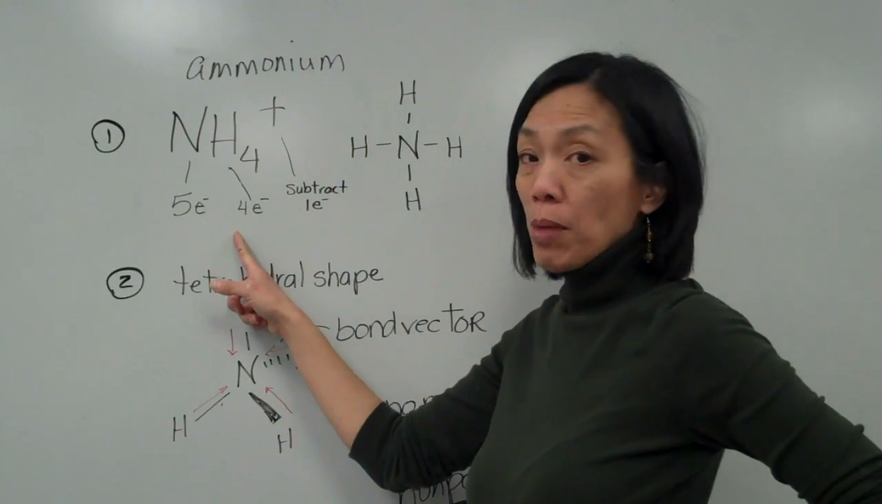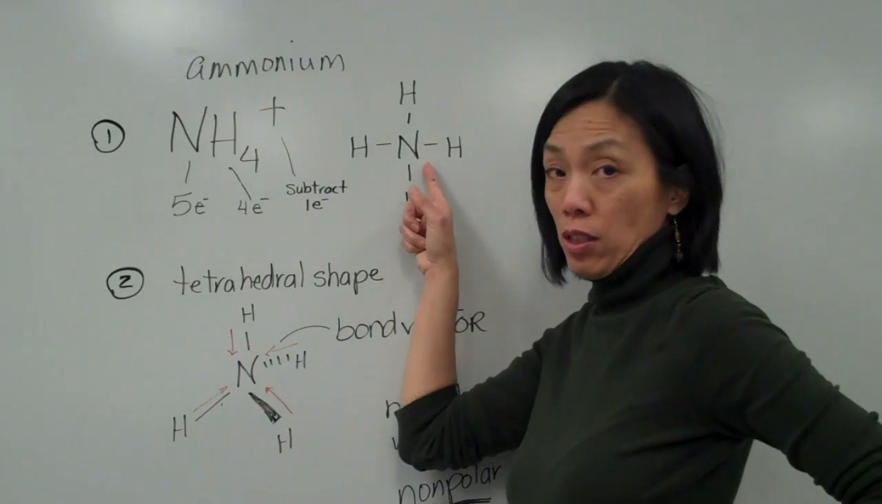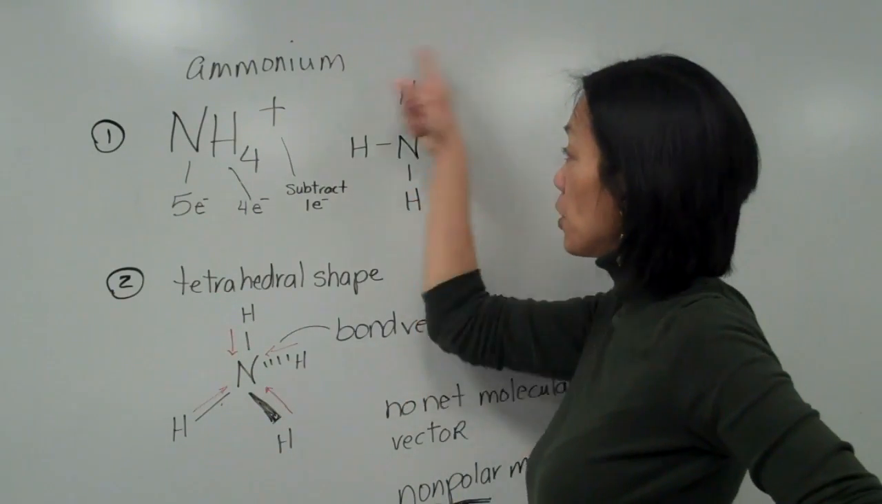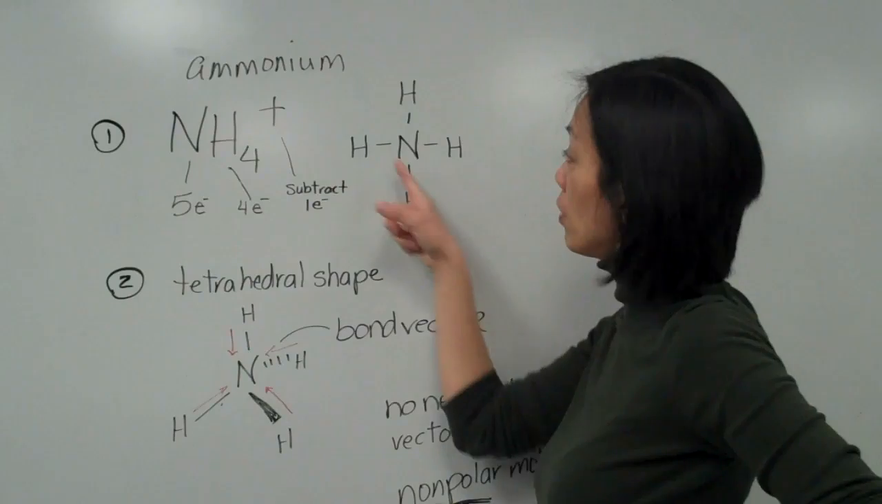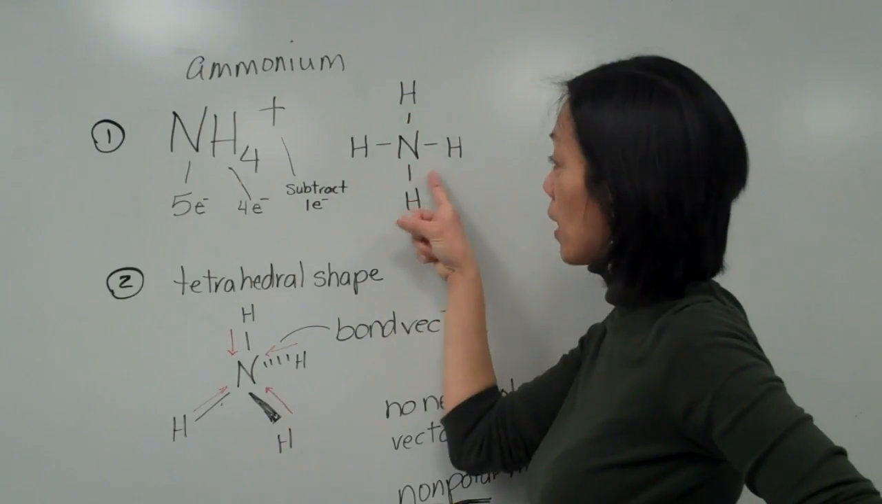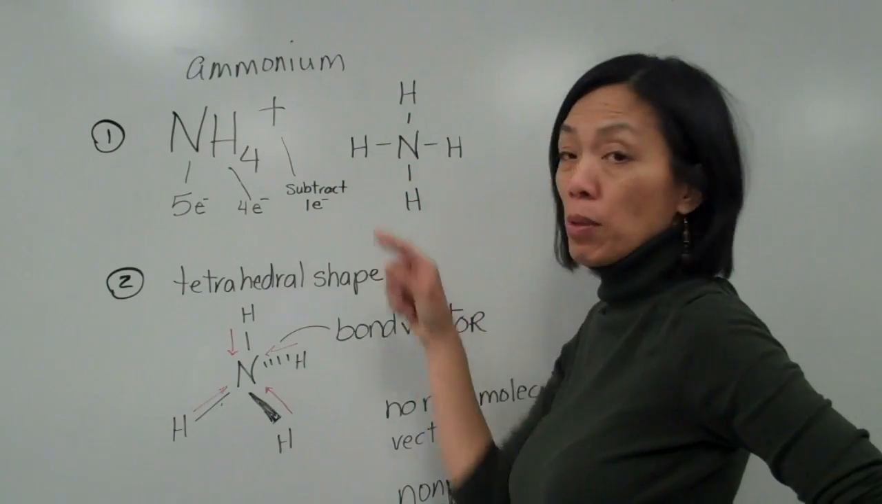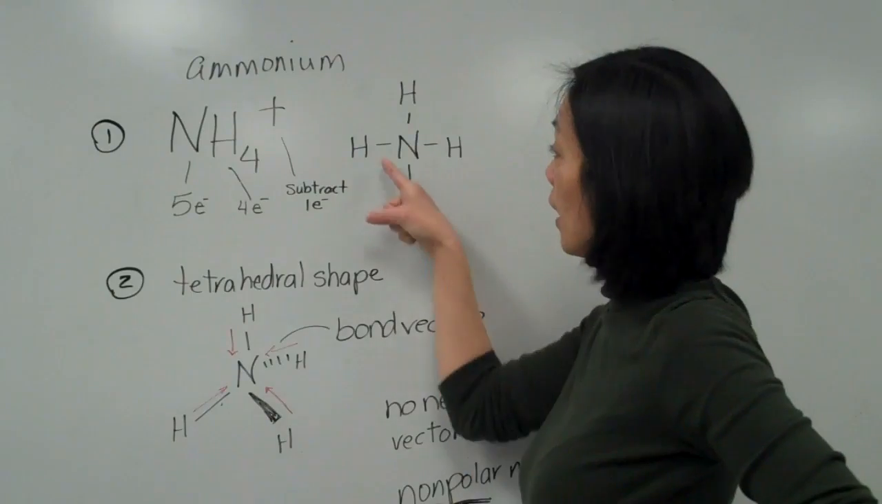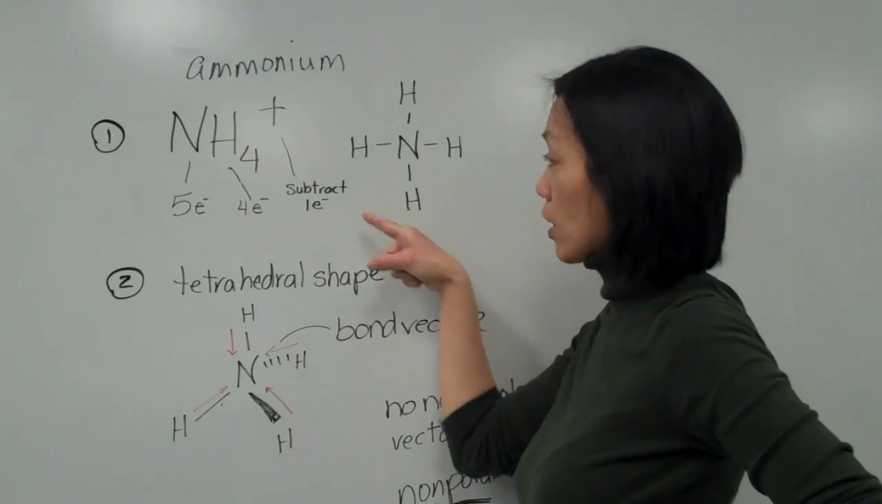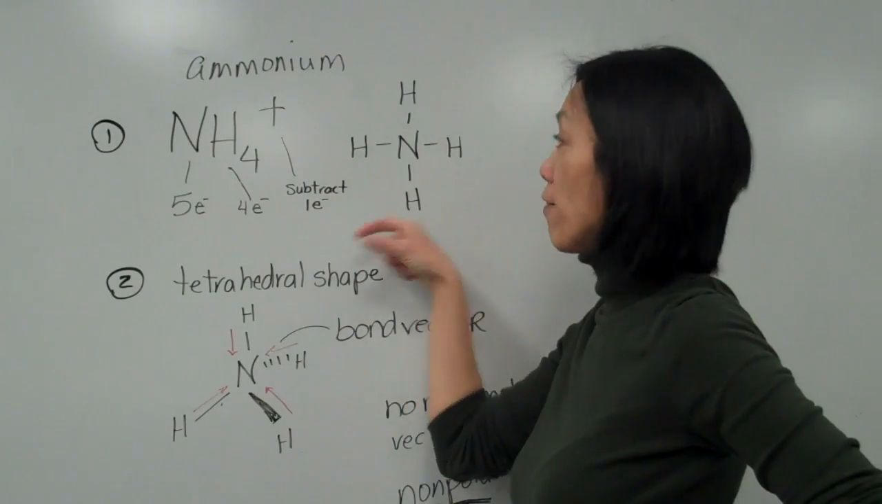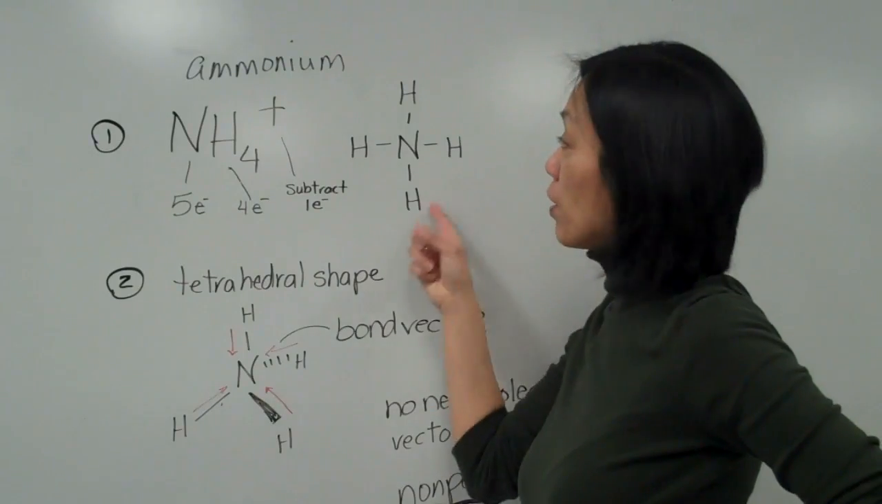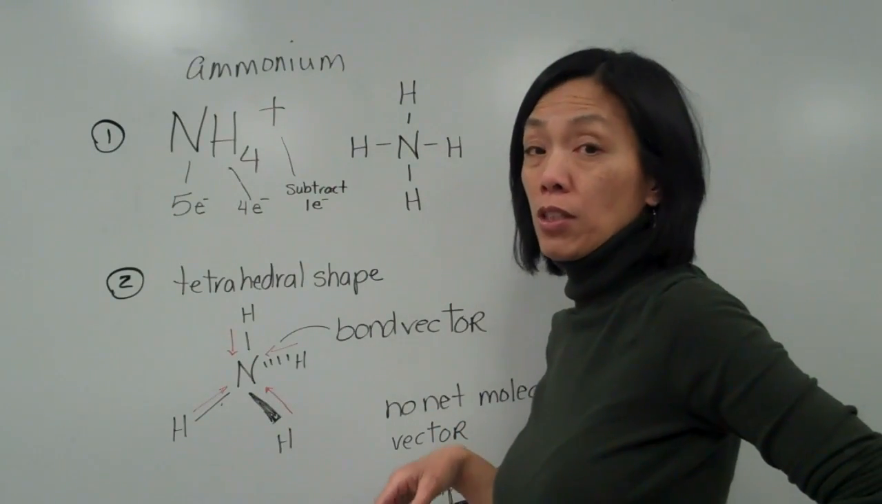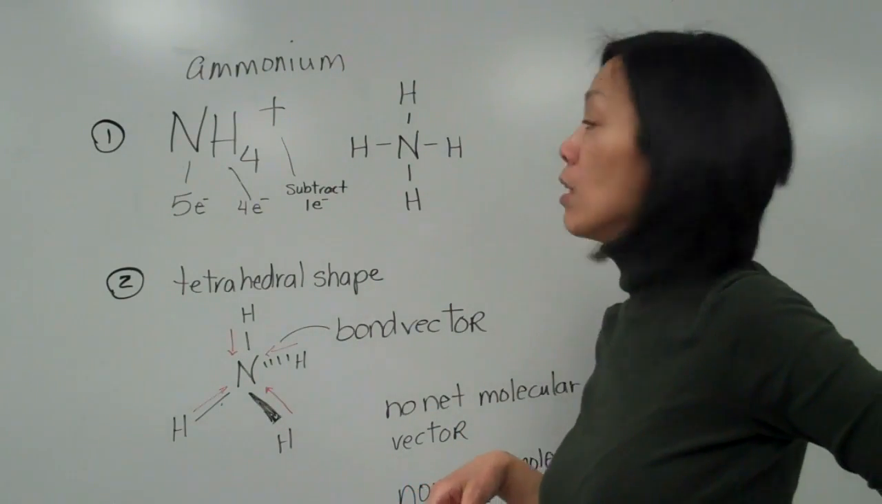So we have to draw our model with the nitrogen in the center, hydrogens on the outside, and you notice that these 4 single bonds, since each bond represents 2 electrons, add up to the 8 electrons that we should have in this model. So there you have the two-dimensional dot structure for ammonium.